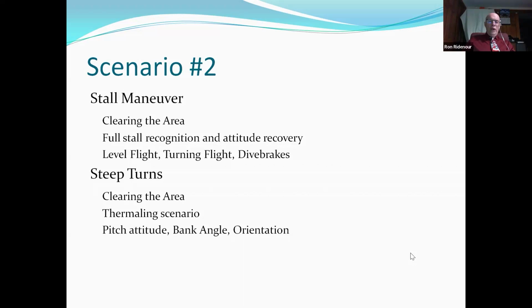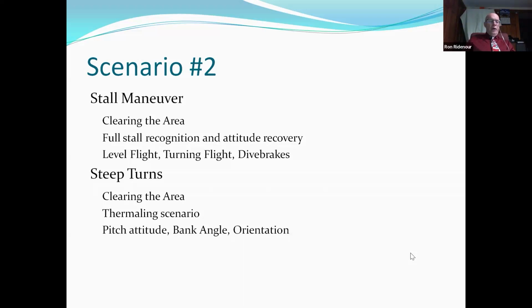So we have level flight, we have turning flight. If you look at the PTS, it talks about a shallow to medium bank turn, not a steep bank turn necessarily, for turning flight. And it talks about using different configurations like an approach to landing scenario where you might have the dive brakes partially deployed and doing stalls in that configuration.